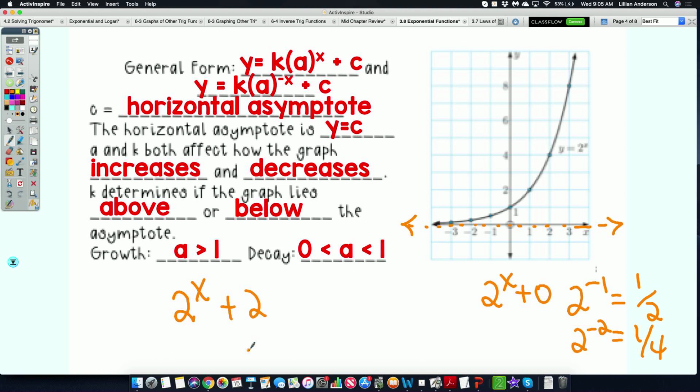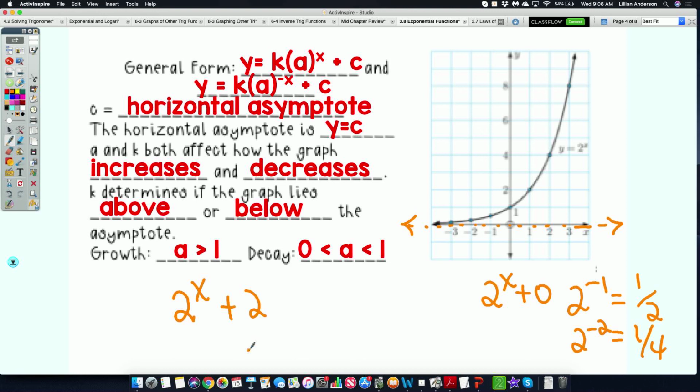Both a and k affect how the graph will either increase or how it will decrease. Okay? So that number that's attached to the base, a, will tell it whether it's going to go up or go down. More specifically, k will determine if the graph lies above the asymptote or below the asymptote. Reason why is if k were to be negative, that means the graph has now been flipped over and is now below that asymptote.